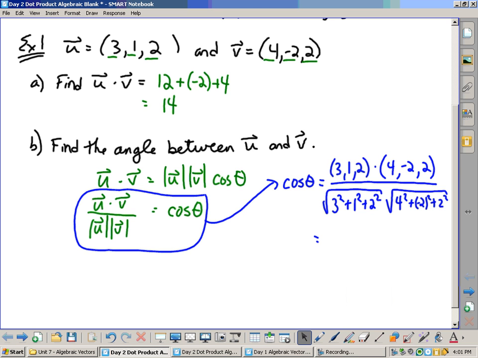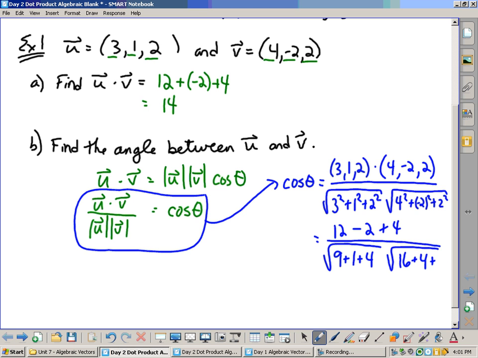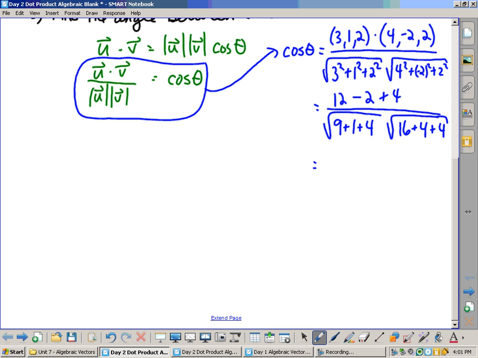So on the top, it's dot product. Well, we just figured out the dot product is 3 times 4 is 12, plus negative 2, plus 4. I mean, that's the same as what we did in part A. The bottom, square root of 9 plus 1 plus 4. That's probably what I'd expect you to do in one step there. 16 plus 4 plus 4. And so on the top, we get the 14. And on the bottom, we get the square root of 14 times the square root of 24.